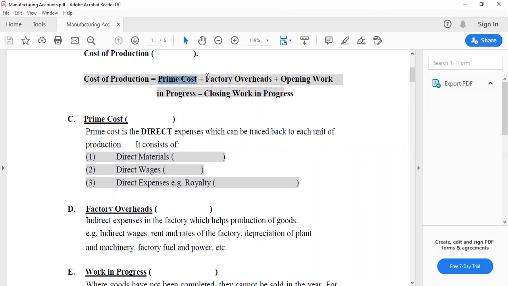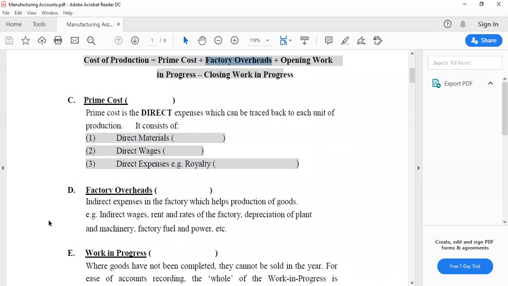The other element to be included in the cost of production is factory overheads. So what are factory overheads? Factory overheads are indirect expenses. While prime costs are direct, factory overheads are indirect expenses, indirect expenses that cannot be traced directly to that product.